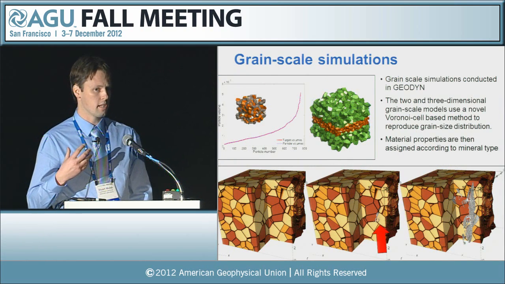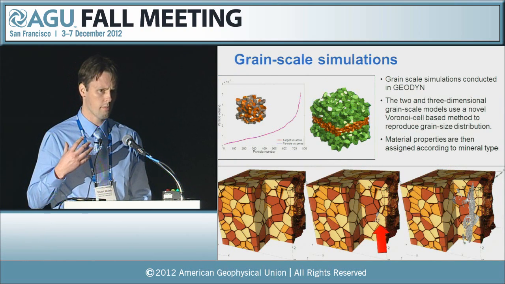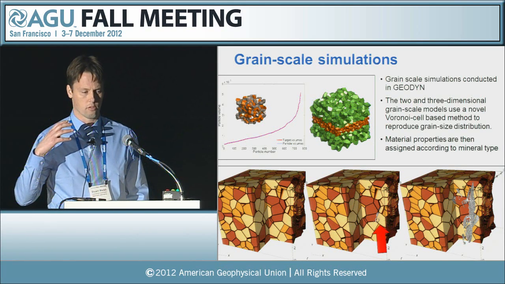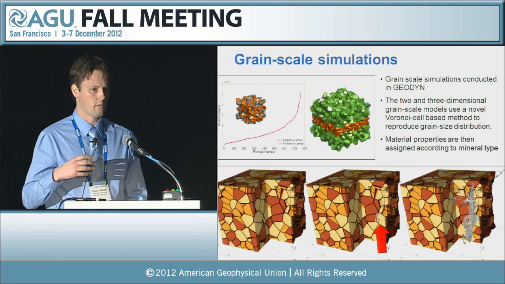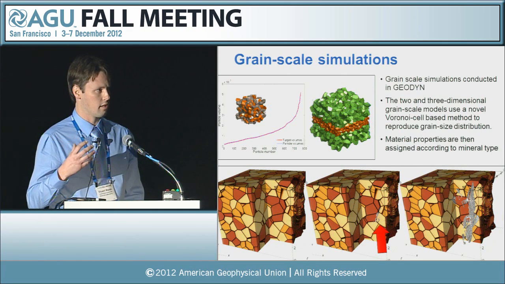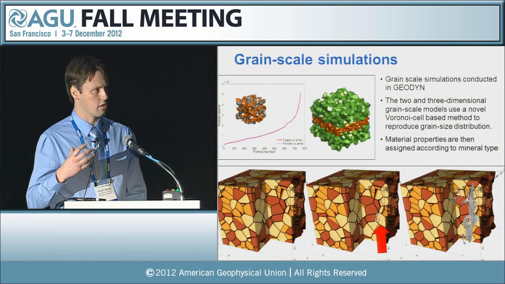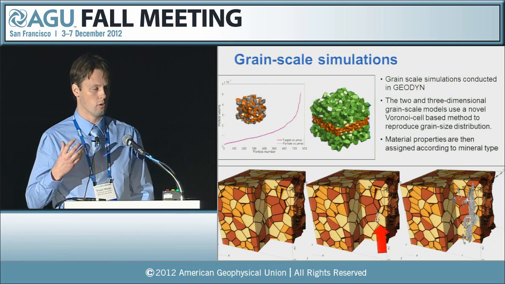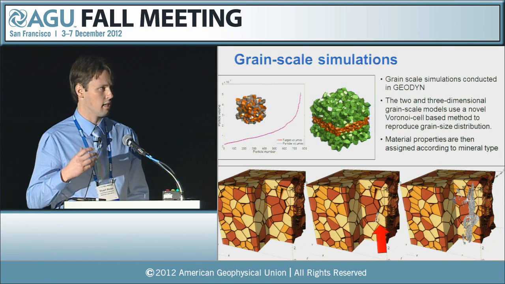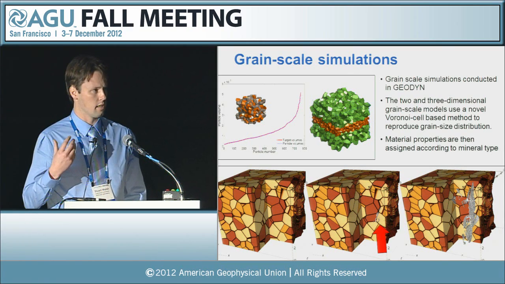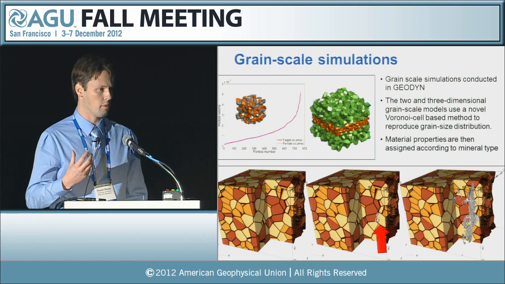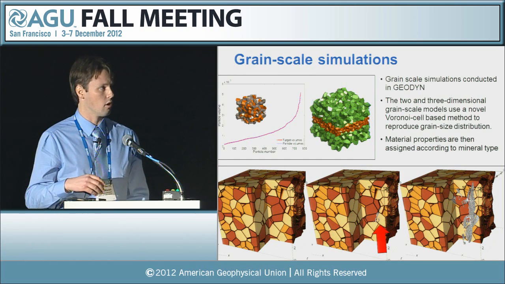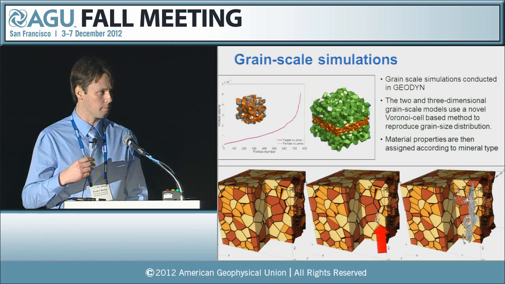So in our grain scale models, we take a representative volume element of the rock that we're interested in simulating, and we have a particular method of generating these rock microstructures that enables us to reproduce the grain scale distribution for the individual mineralogy exactly. And then we can assign different constitutive properties and indeed different constitutive models to those individual grains depending on what we want to simulate.